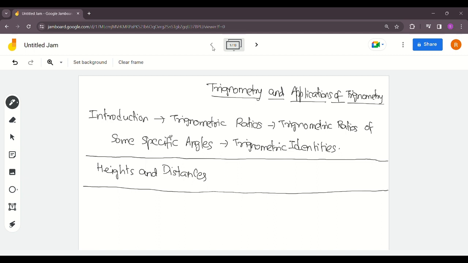So trigonometry and applications of trigonometry, we are going to cover two chapters today. In trigonometry you have the introduction, trigonometric ratios, followed by trigonometric ratios of some specific angles, and also the identities. And in applications of trigonometry, you have heights and distances. Now we will go to the conceptual notes.